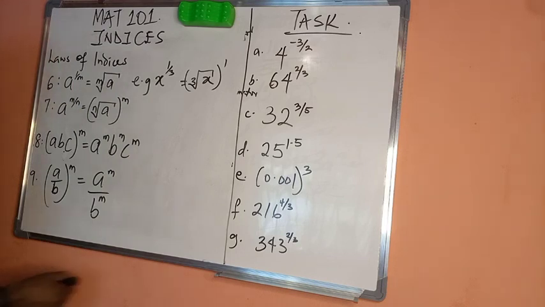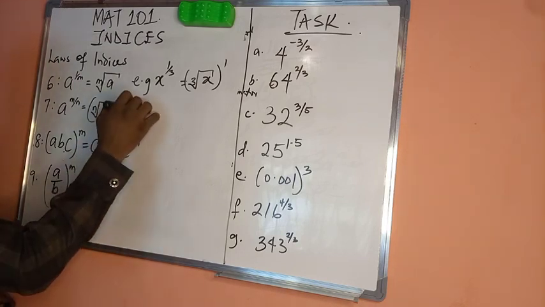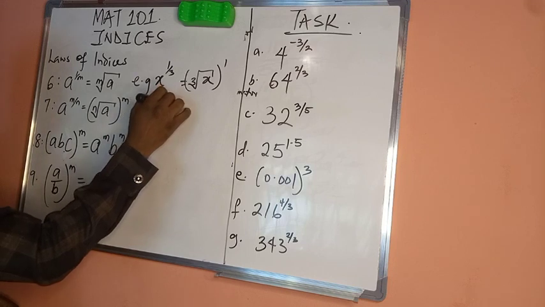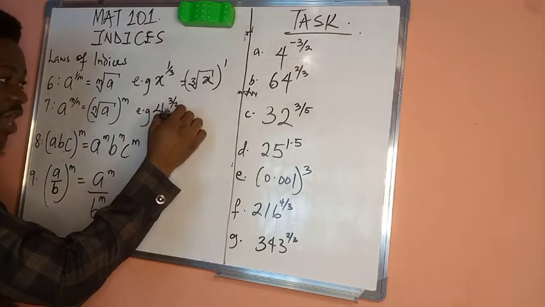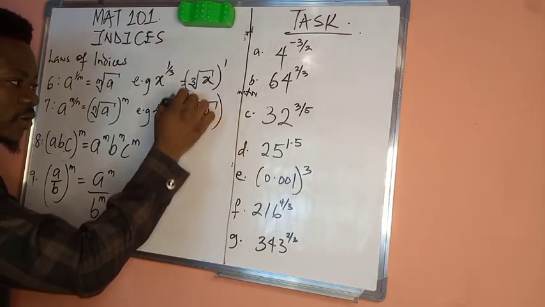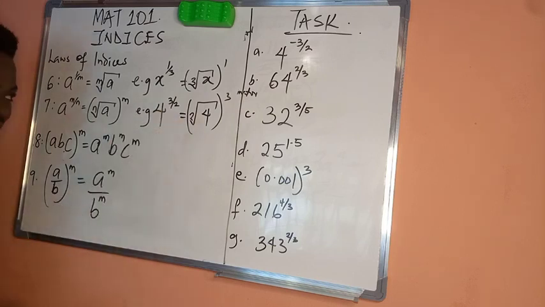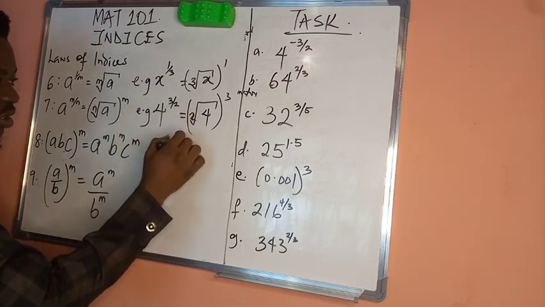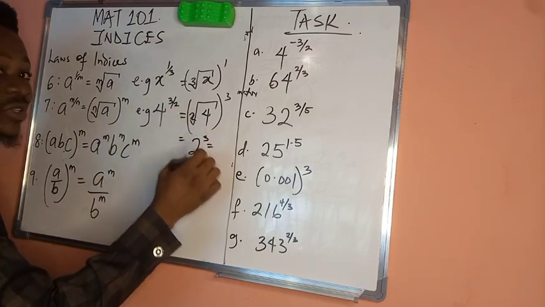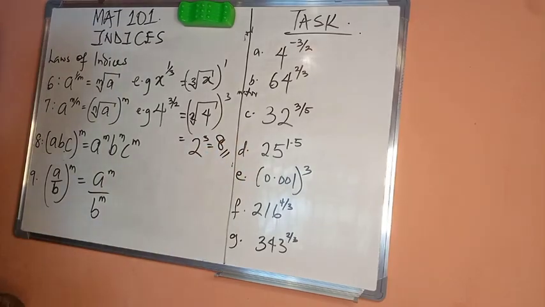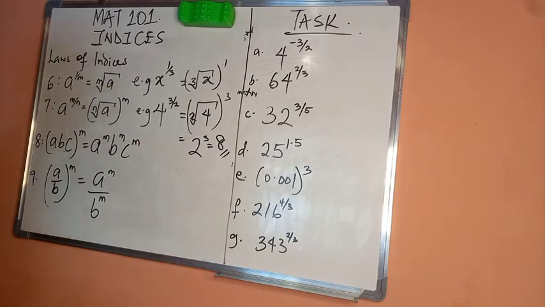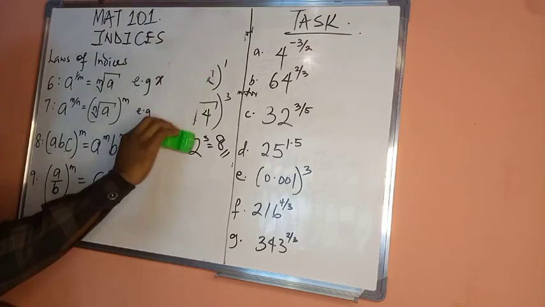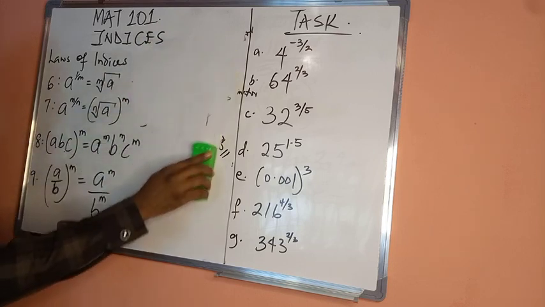Coming to law 7, suppose we have 4 raised to power 3 over 2. Don't forget the denominator is the root. So we have square root of 4, all raised to power 3. I just included 2 there so that you know that's square root. Now square root of 4 is 2, raised to power 3. 2 raised to power 3 is 8. Easy, right? With the laws, solving indices becomes very, very easy. Okay, now let's move on to the next law.